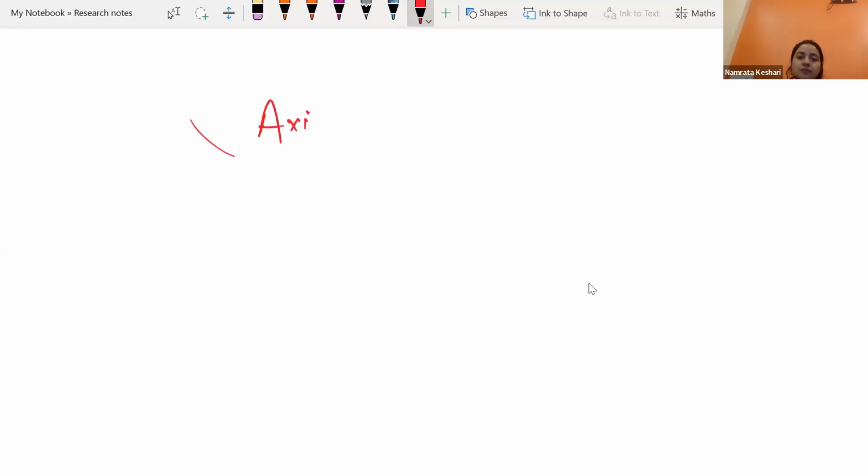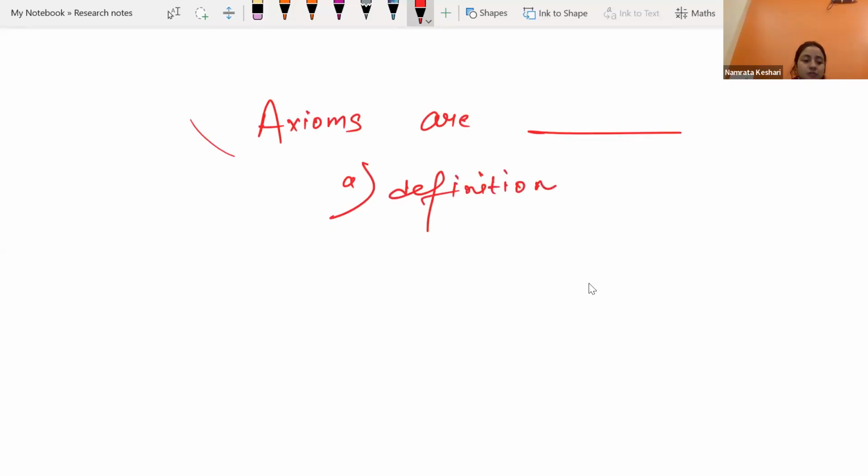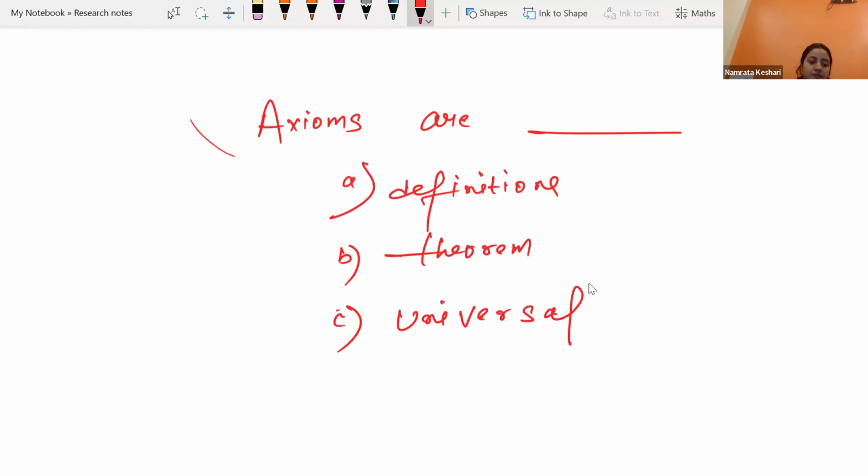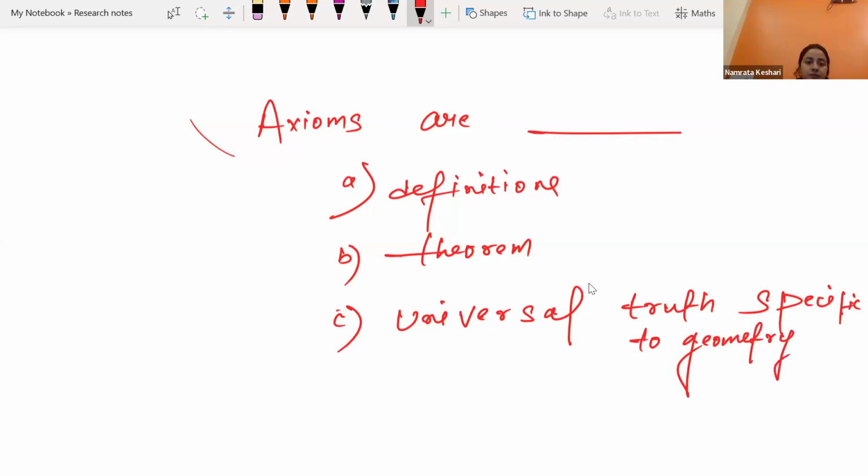Axioms are: option A, definition; option B, theorem; option C, universal truth specific to geometry; and option D, universal truth in all branches of maths.